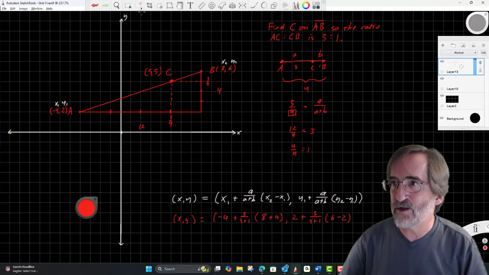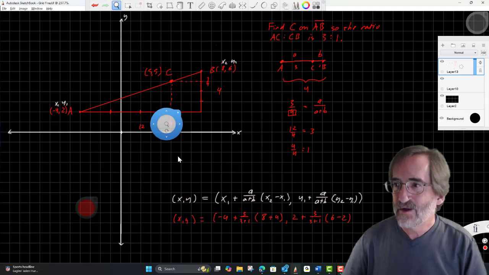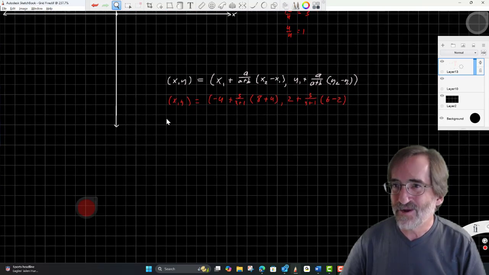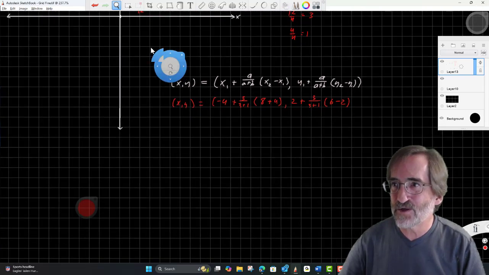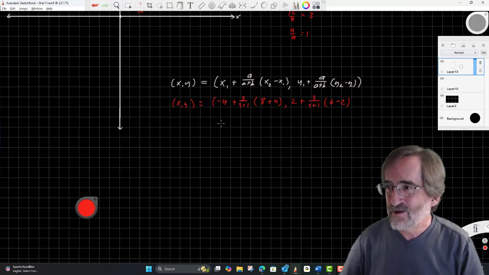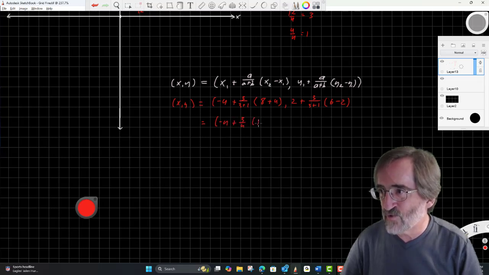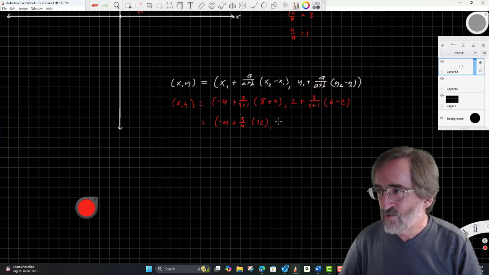All right, let's go ahead and do the math. And then you tell me which one you prefer, the formula or just doing it using the geometry on the coordinate system. So -4, 3 over 3 plus 1 is 3/4, 8 plus 4 is 12. 2 plus 3 over 3 plus 1 is 3/4. 6 minus 2 is 4. That's xy.